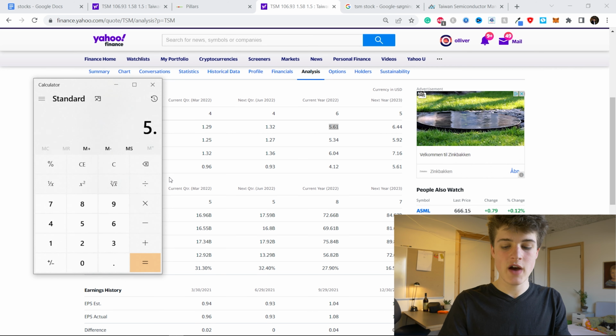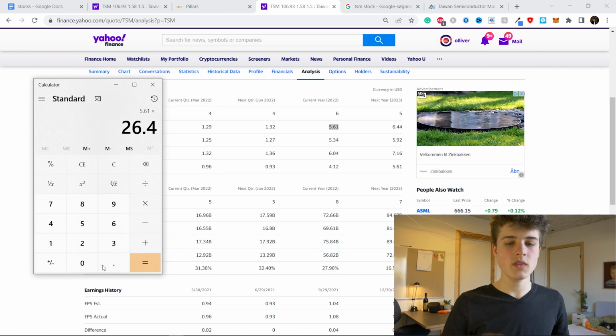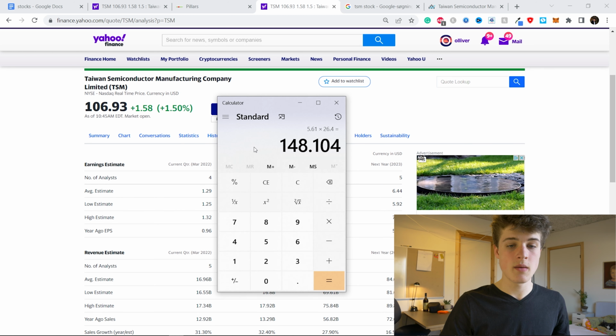So we have a 5.6. This is their EPS, and then I'm going to multiply that by their price to earnings ratio, which will give us the price. If they stay at this price to earnings ratio of 26.4, and they do this EPS that analysts expect of them, let's calculate that. The fair price, if they can keep their price to earnings and do those estimates, then it looks like a buy.